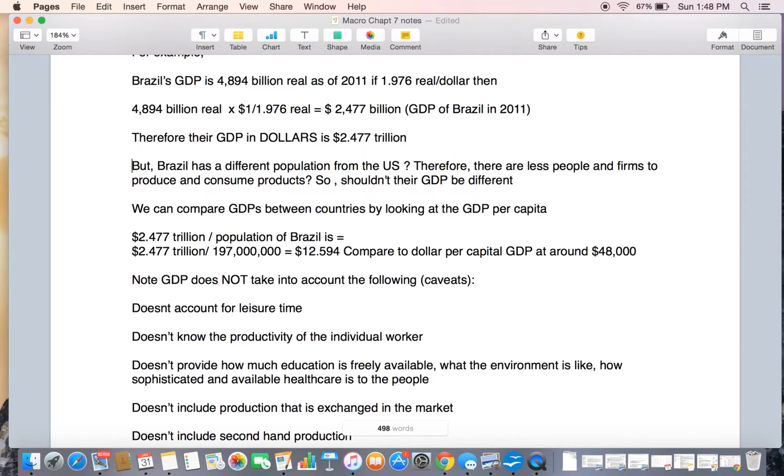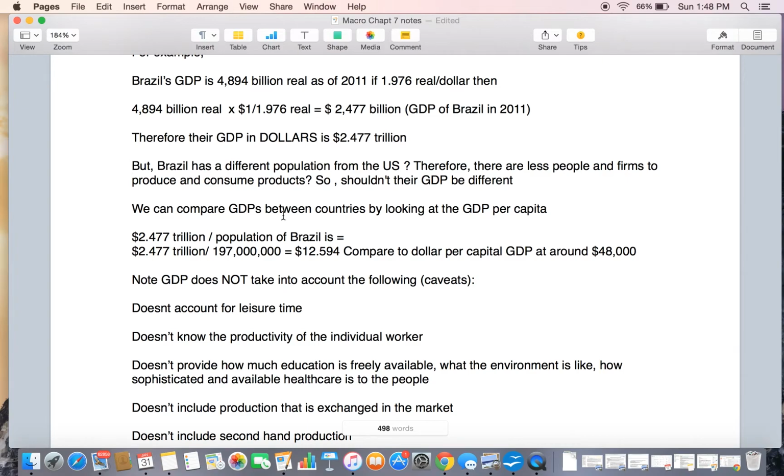Another thing to take into consideration when comparing the GDP of one country versus another country is that they have different populations. Obviously, there are many characteristics about Brazil that are significantly different from the United States. But the first one we might notice is that the size of the population is drastically different. So shouldn't the expenditures or the production look different also? So what we're going to do is look at our GDP per capita. We can compare GDPs between countries by looking at the GDP per capita.